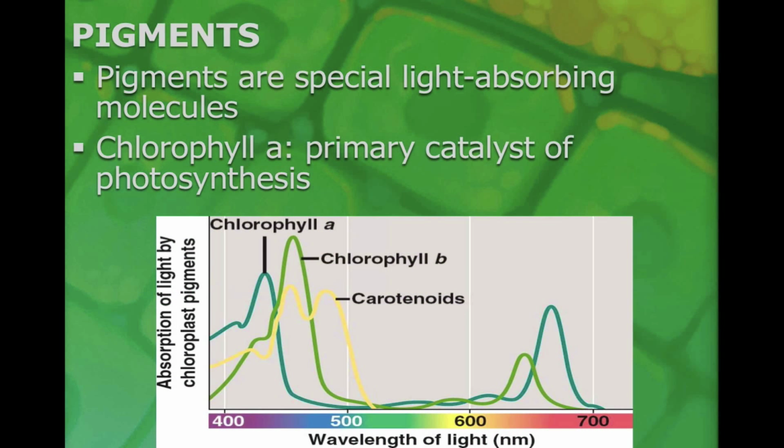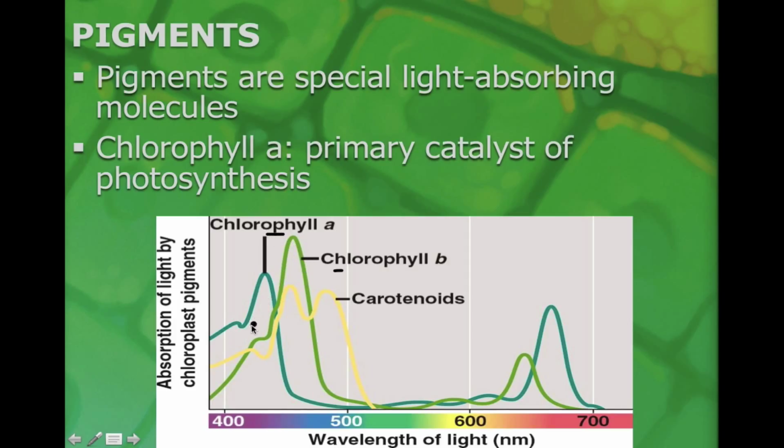All right, next we got to talk about pigments. So pigments are those special light-absorbing molecules. Chlorophyll A is specifically the primary catalyst of photosynthesis. So in this graph here below, this is the light absorption spectrum. And what we'll notice here is we have chlorophyll A, chlorophyll B, and we also have the carotenoids. But I want to focus on chlorophyll A and B here.